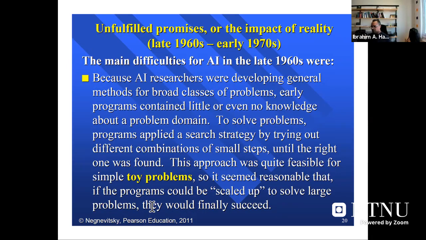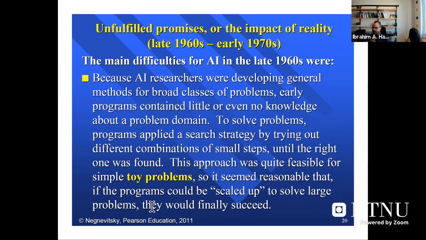So after that, from 1960 until 1970, they call it the unfulfilled promises, or the impact of reality. They promised a lot. When someone studies a course, for example, for the first time, he has very big ambitions, and he tries to prove that he can solve many problems, and he gives promises, and the problem is he will not be able to fulfill those promises. So from 1960 to 1970, it was a catastrophic period.